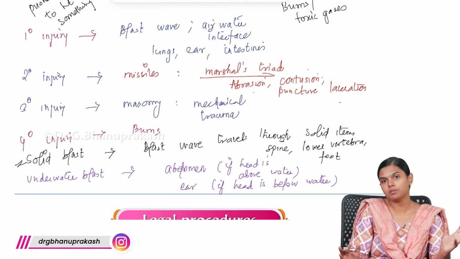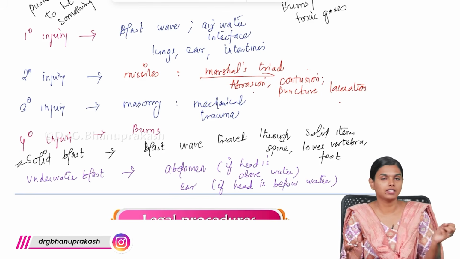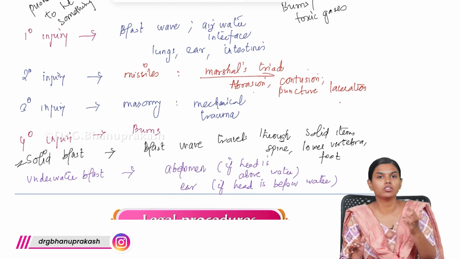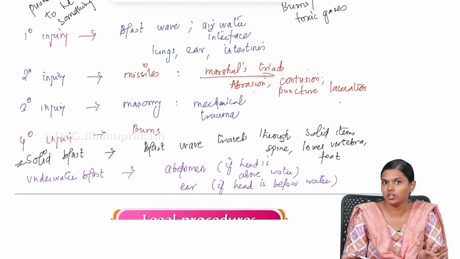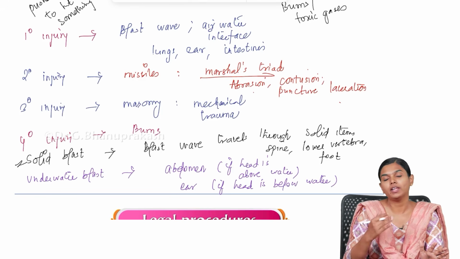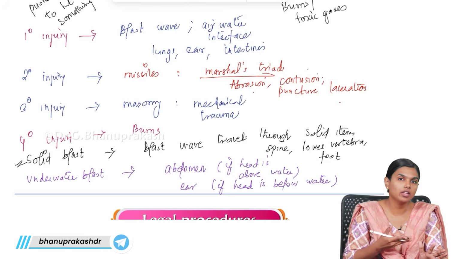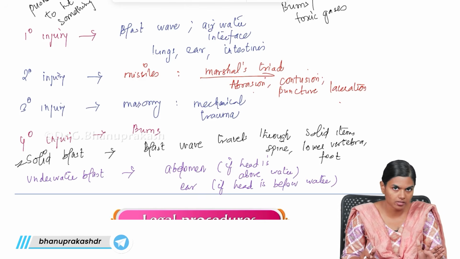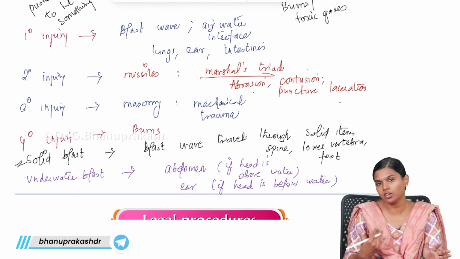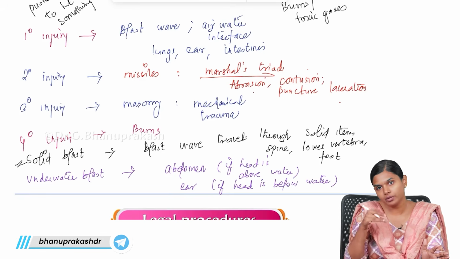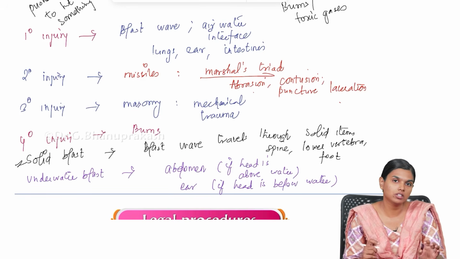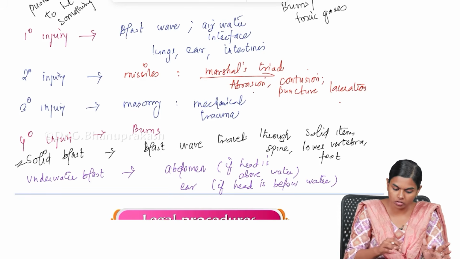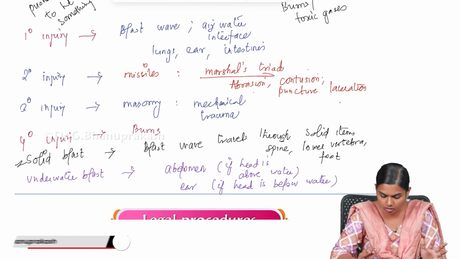Generally, if there is a blast wave through air, the blast air comes and it will cause damage to your ear, lungs and intestine. And if it is an underwater blast, if the head is above the water and the body is beneath the water, the intestine is affected because the lung is protected by your rib cage. If the head is beneath the water, then the ear is affected because the ear is more sensitive to these blast waves. So this is how the explosion injuries look.